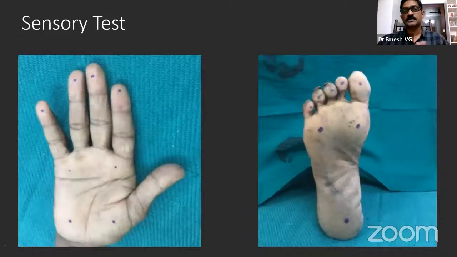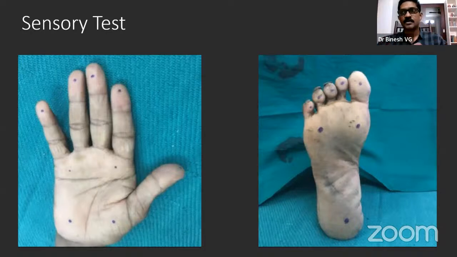Then next is to assess the loss of function. Function means the sensory impairment and motor function. Remember, whenever you examine a patient with Hansen's disease, it is mandatory to examine the eyes, the hands, and the feet. That makes almost 90% of the examination over by that.